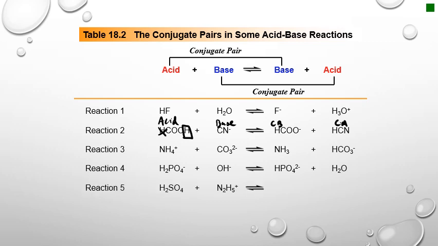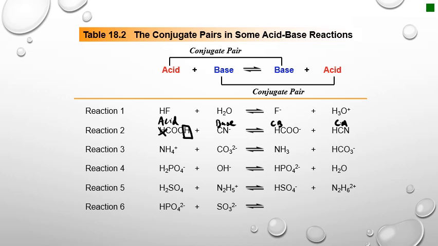We have H2SO4 plus N2H5+. When these react, it's going to form HSO4- and a complex ion N2H6 2+. You'll notice again though, the H2SO4 donated its hydrogen to the N2H5+, so that would again make the N2H5+ your base.